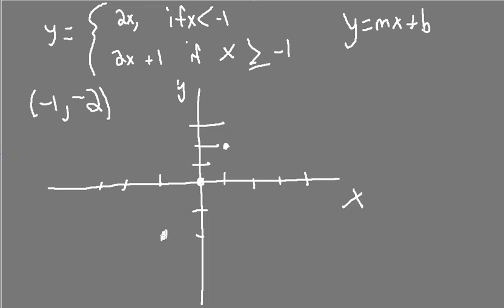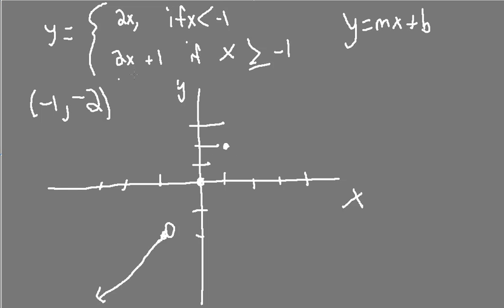But I'm only going to graph from here. And since it says x is less than negative 1, I'm not going to include that point. And notice my line is going in this direction. I'm just going to draw that part of the line. This, I don't even need in this function.